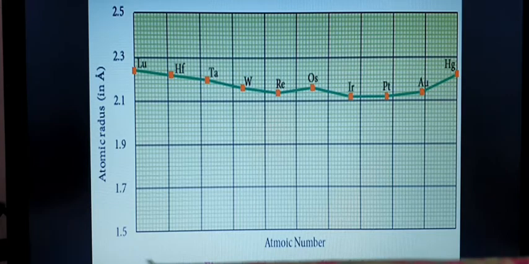Why? The atomic radius of 4d and 5d elements are mostly equal due to lanthanide contraction, because of the very poor screening effect of the 4f orbitals. The same trend is observed at the end also. The repulsive force between the 5d10 electrons and the 6s electrons is more at the end of the series. Therefore, the atomic radius slightly increases.